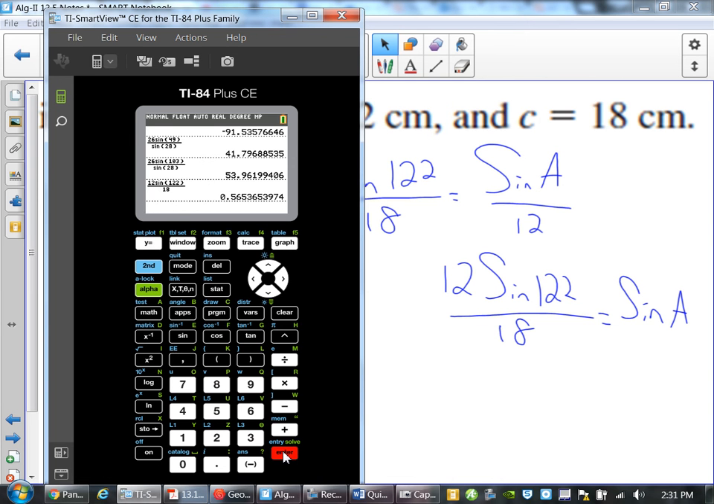Well, do you remember how to undo sine of an angle? What was it? Very good. So right now, with this decimal in here, all I have to press is second sine of my answer, and there's my angle, 34.43. That gives me my other angle.